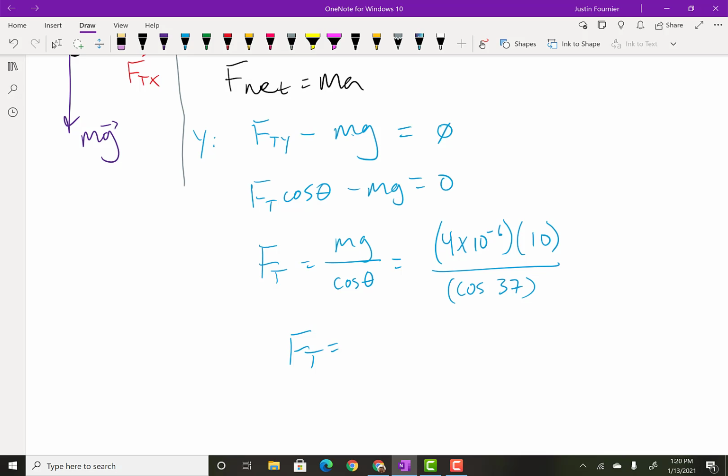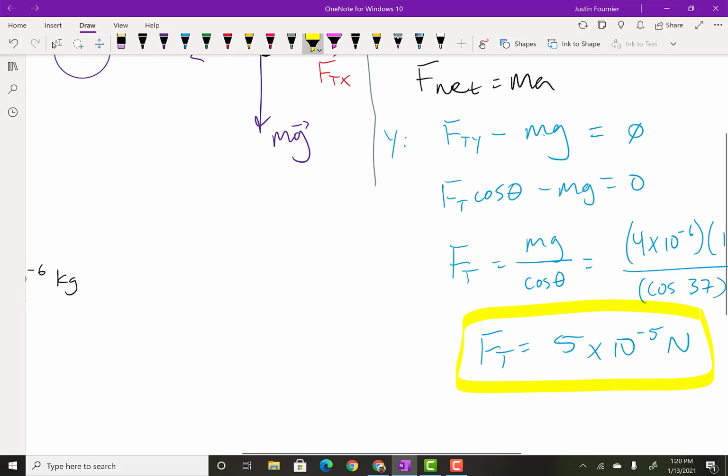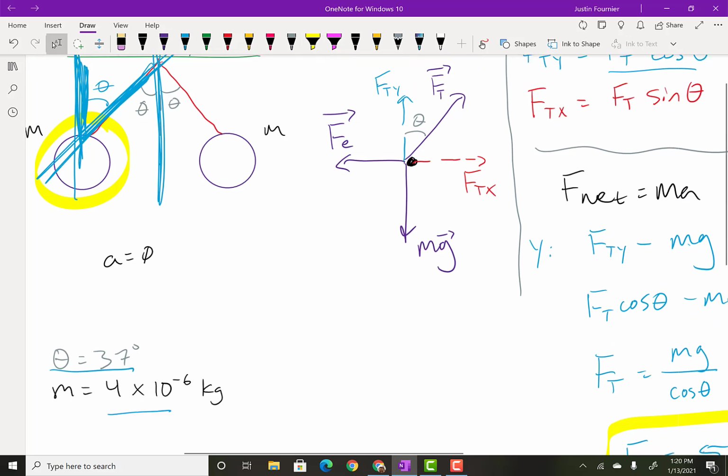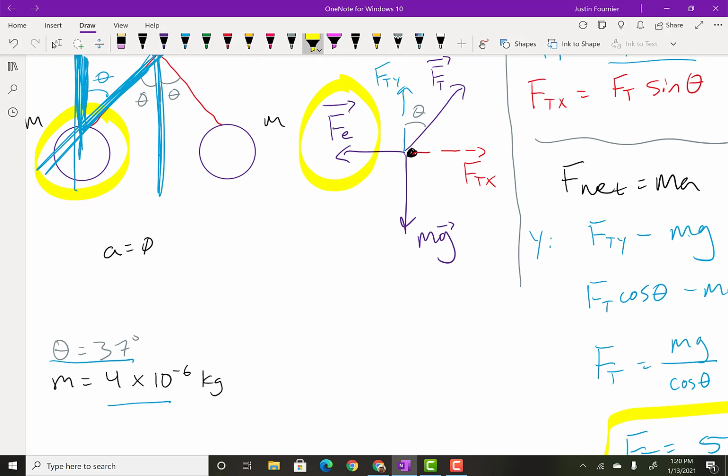So that's going to be, I'm getting about 5 times 10 to the negative 5 newtons. So that's what I'm getting for my tension force. And then the weight. Well, I've got my tension force, I just need now to get this electric force.